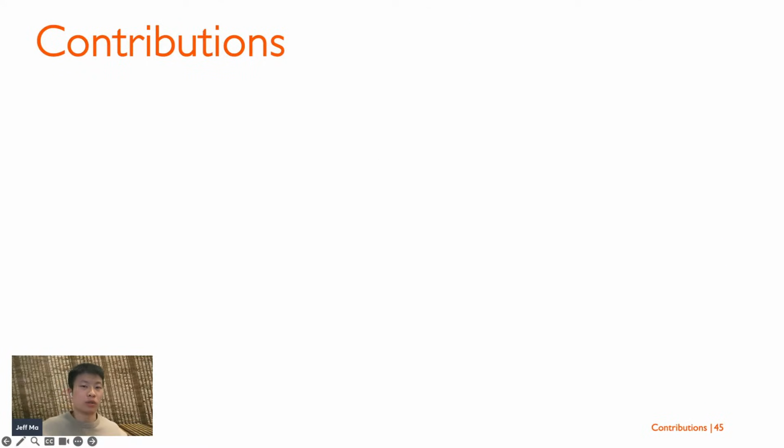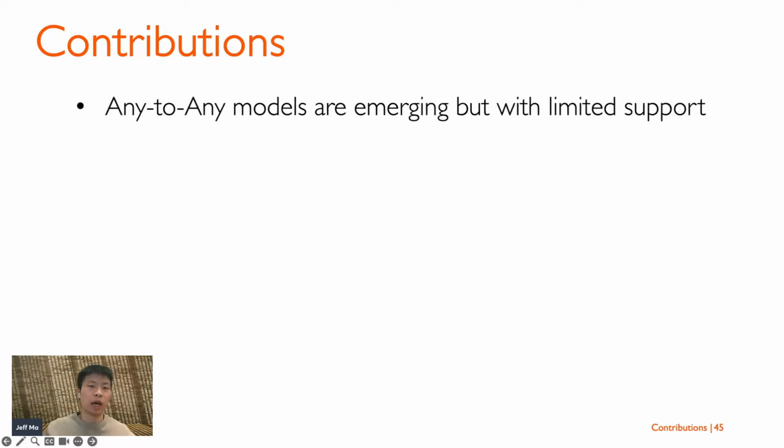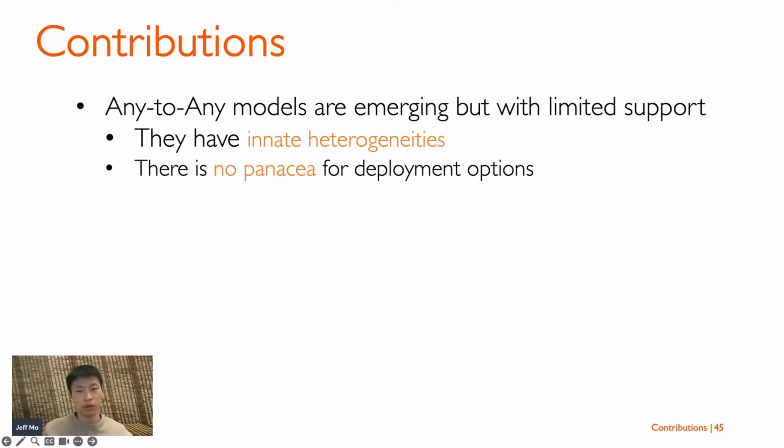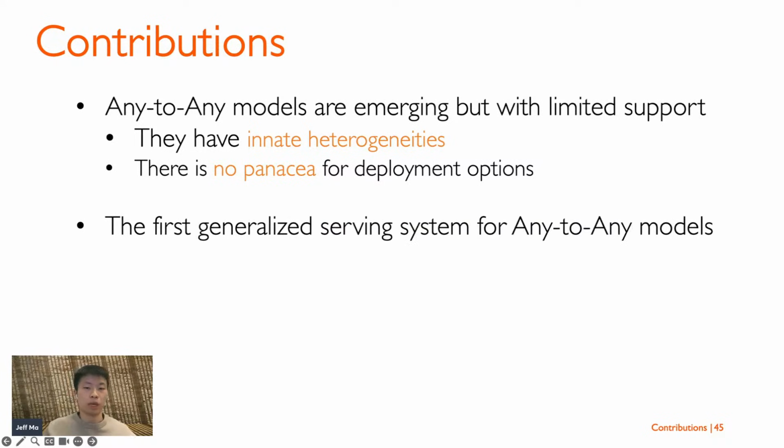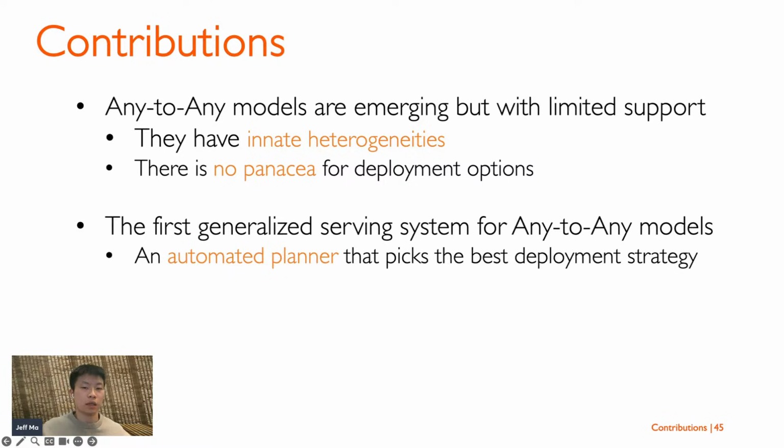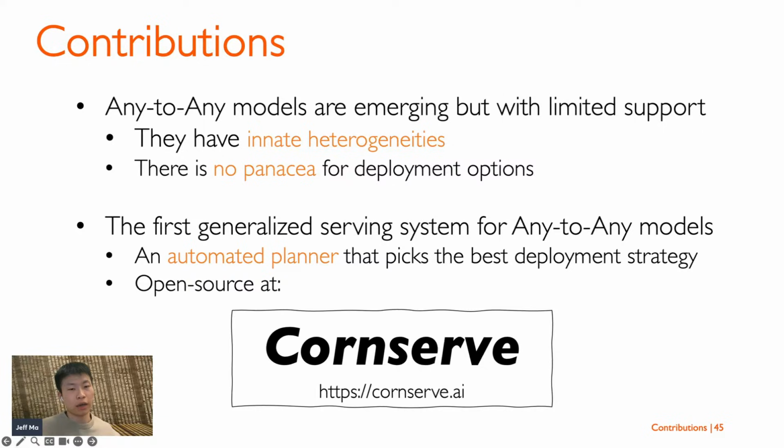In the end, I want to highlight our contributions as follows. We identified any-to-any models as an emerging superset of existing models, but with limited support. This is because of their inherent heterogeneities, and the existing solutions are at best point solutions. Therefore, we built a generalized system that serves generic any-to-any models efficiently with an automated planner that can pick the best deployment strategy. And we open sourced our project at cornserve.ai. With these, I will conclude, and I'm happy to take questions.